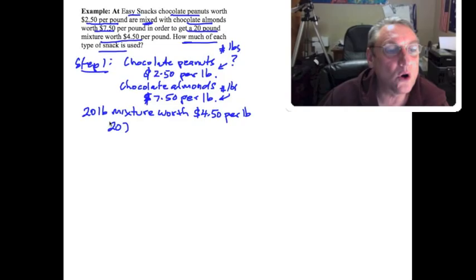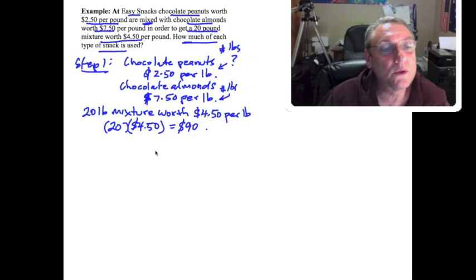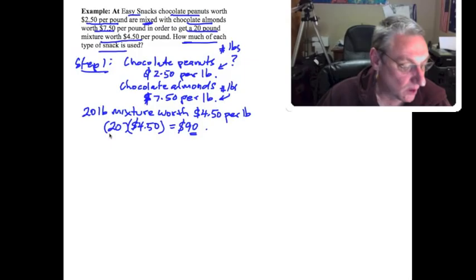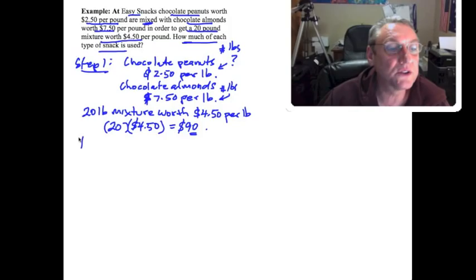So 20 times $4.50 is going to be $90. So at the end of the day, our mixture, however many pounds of peanuts plus however many pounds of almonds, at $2.50 a pound for peanuts and $7.50 a pound for almonds, those two added together must give us $90. Now what else do we know? Well, let's just take a test scenario. So let's suppose that we have 20 pounds.